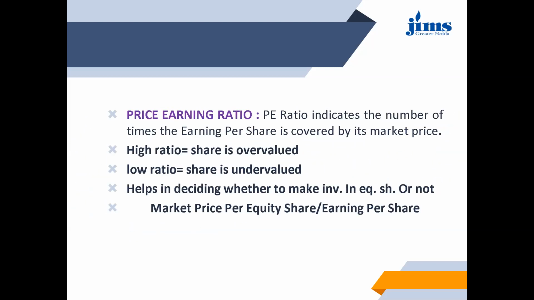Price earning ratio. It indicates the number of times earning per share is covered by its market price. So high ratio means share is overvalued. Low ratio means share is undervalued. So it helps in deciding whether to make investment in equity shares or not. So the formula is market price per equity share divided by earning per share.